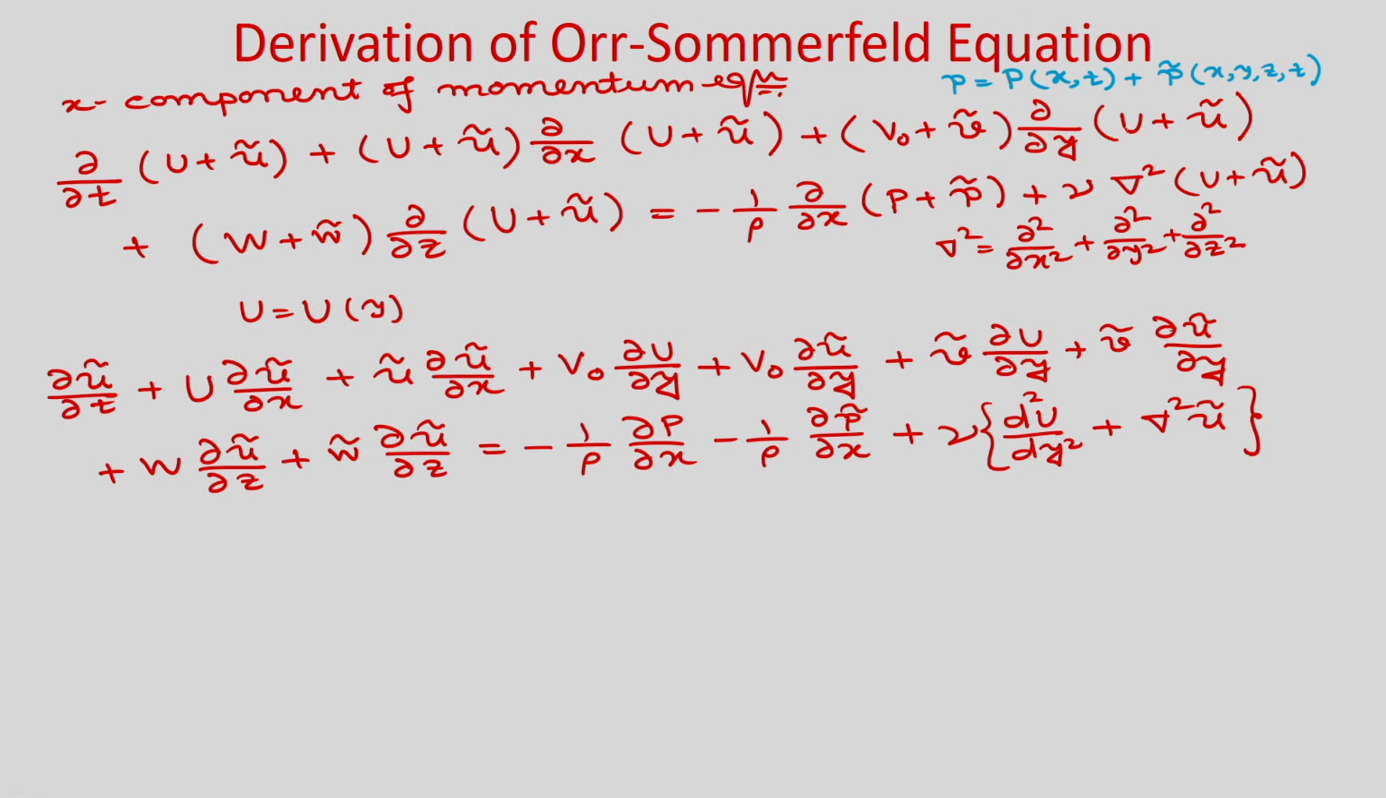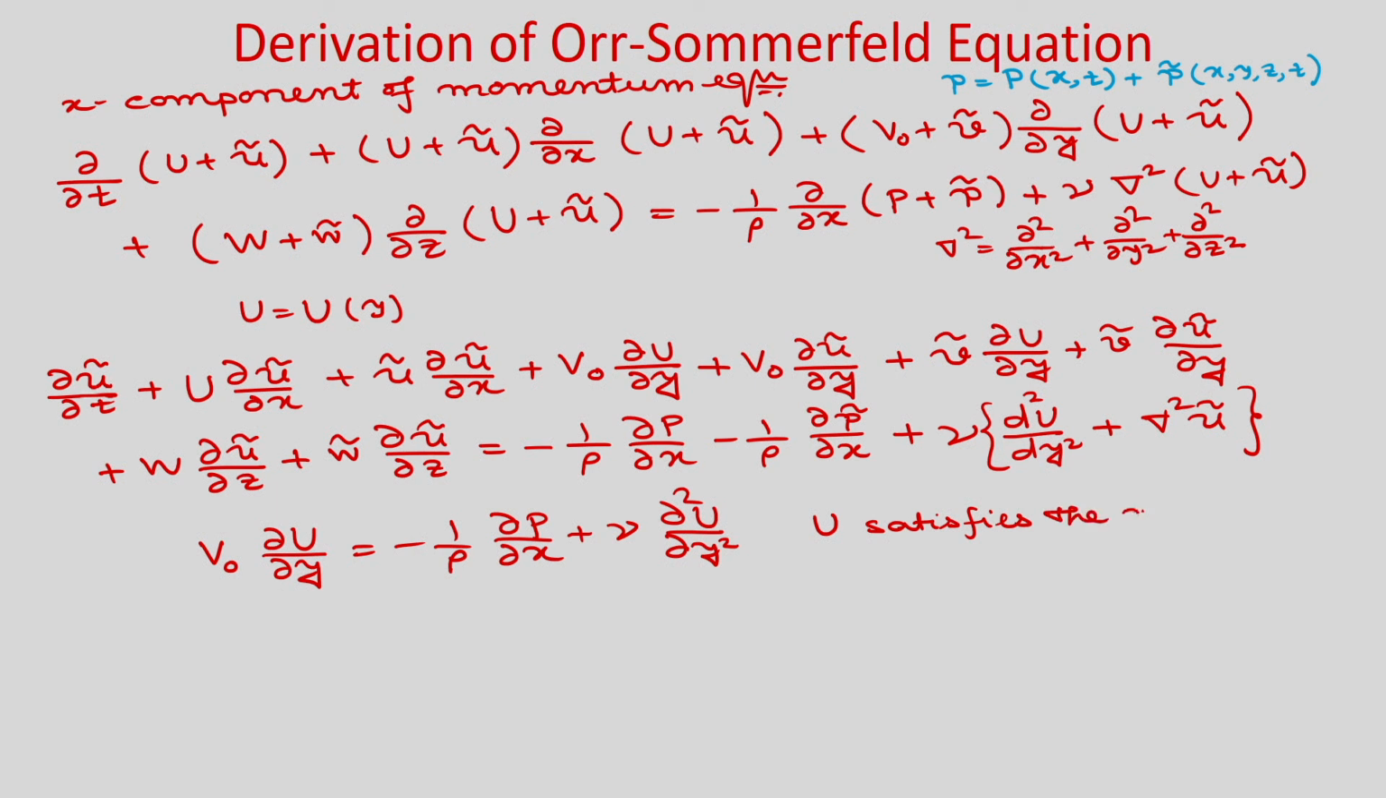Okay. And similarly, this u, v, w also will satisfy the momentum equation, right. So, we can write v naught ∂u/∂y is equal to minus 1 by rho ∂p/∂x plus nu ∂²u/∂y². Okay. So, since u satisfies the momentum equation, right. So, you see from here.